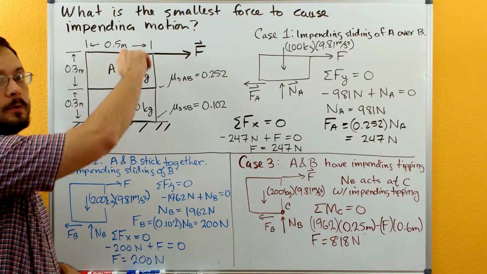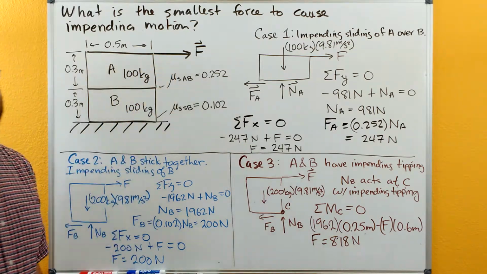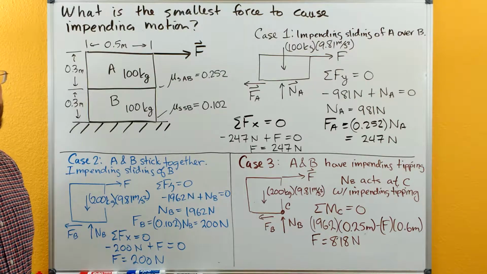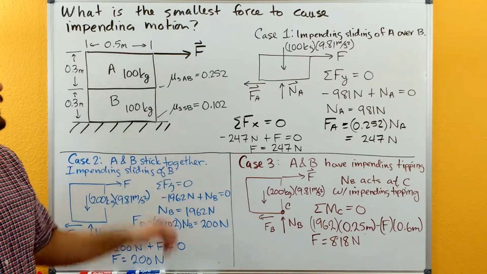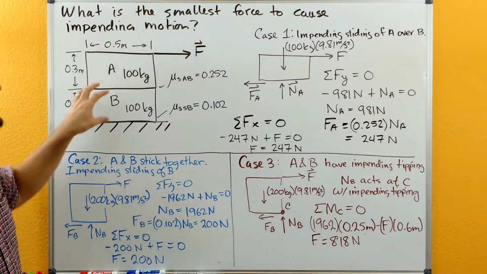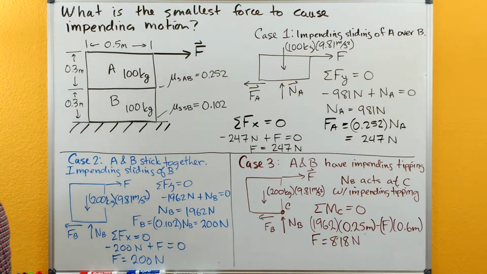So we're going to pull on these two blocks here at this top right edge and see what the smallest force is to cause impending motion. So we've got a couple of different cases that can occur. Case one is that B stays in place and we just slide A over B.